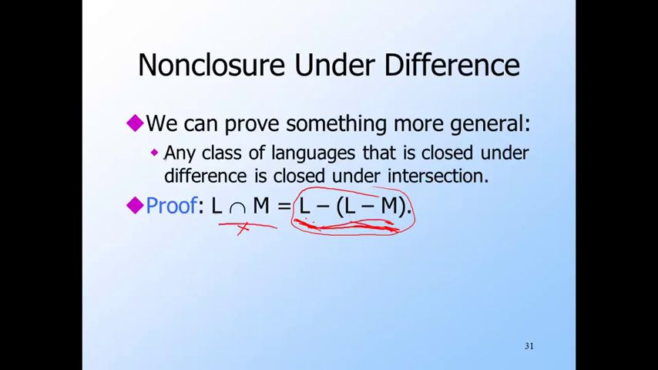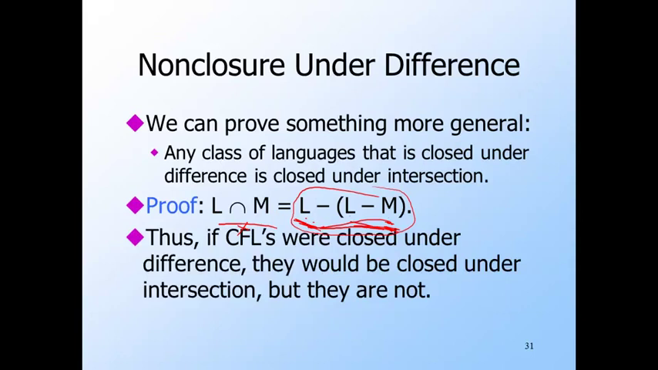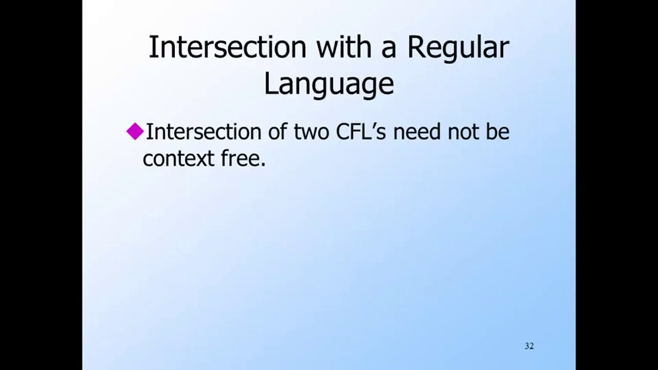Now, suppose the class of context-free languages were closed under difference, and L and M are context-free languages. Then L minus M would be context-free, and so would this guy, L minus (L minus M). But we just proved that this expression is the same as L intersect M. Thus, context-free languages would be closed under intersection, but we know they're not, so they could not be closed under difference either. We know that the intersection of two context-free languages may not be a context-free language.